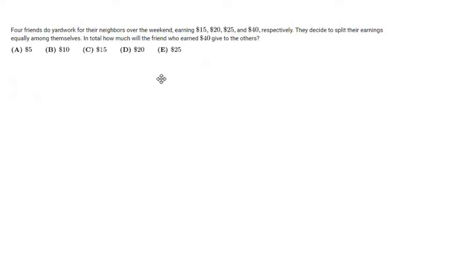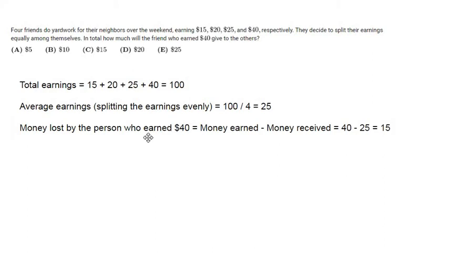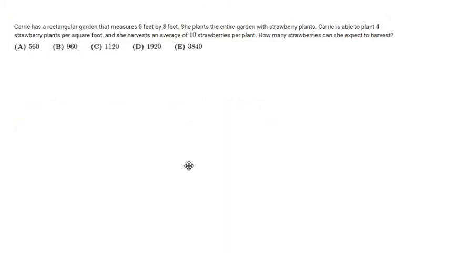So basically, first let's try to find the total amount they have, because we have to find out how much each one of the people gets. So the total amount they have is 15 plus 20 plus 25 plus 40, which is 100. And now since they're deciding to split them evenly among themselves, they're each going to get 100 divided by 4, meaning $25. Now the fourth friend earned $40, and the money lost by him will be money earned, which was $40, minus money received, which was $25. So he lost $15 in the end. So the answer is C, 15. This one was a quick one.